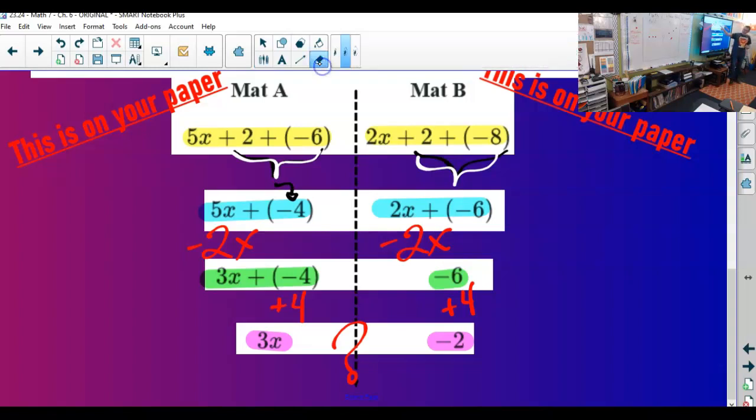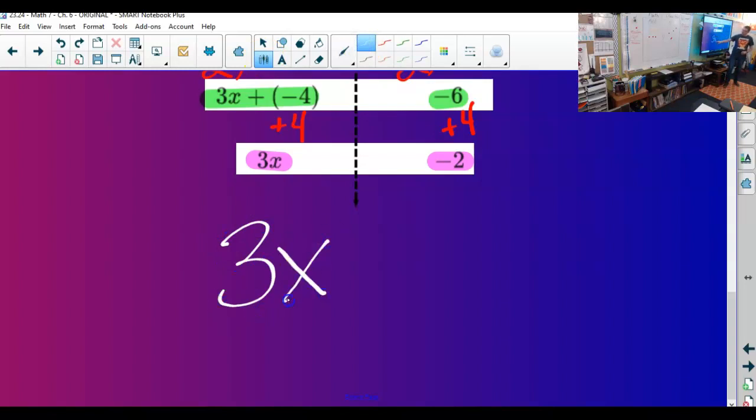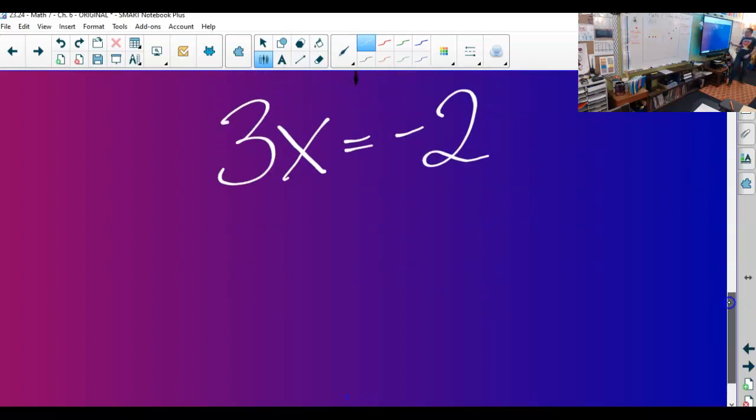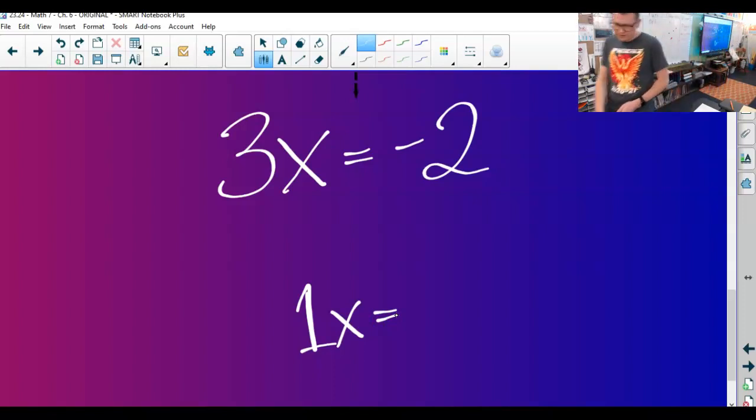But what if I tell you that actually 3x is equal to -2? This could go on your graph paper, and this could go somewhere off to the side. How could I get from 3x back to just a single x? I want to go from 3x back to just 1x. What can I do? Talk with your neighbor real quick and see if you can come up with an idea.